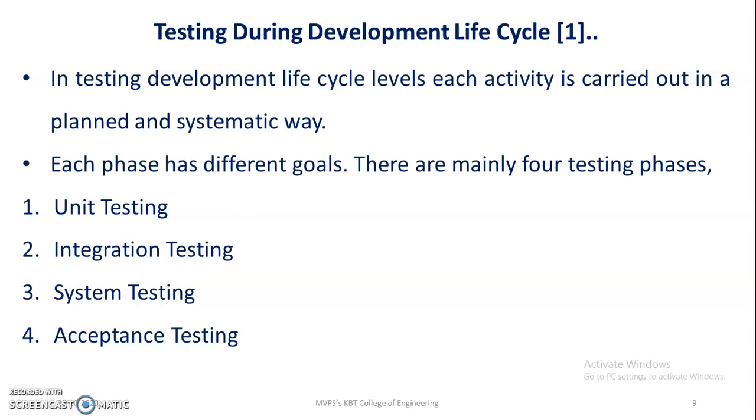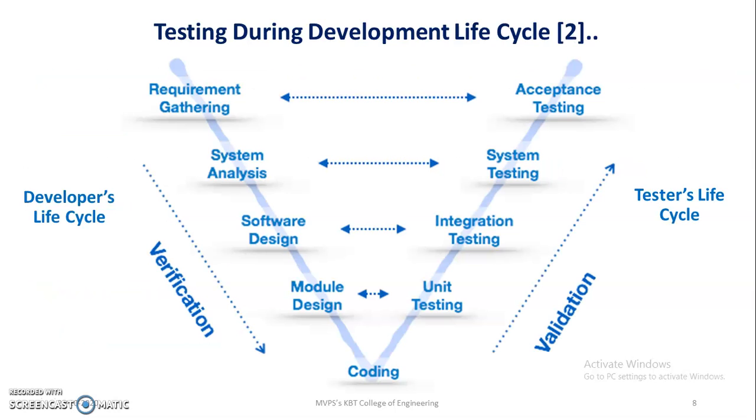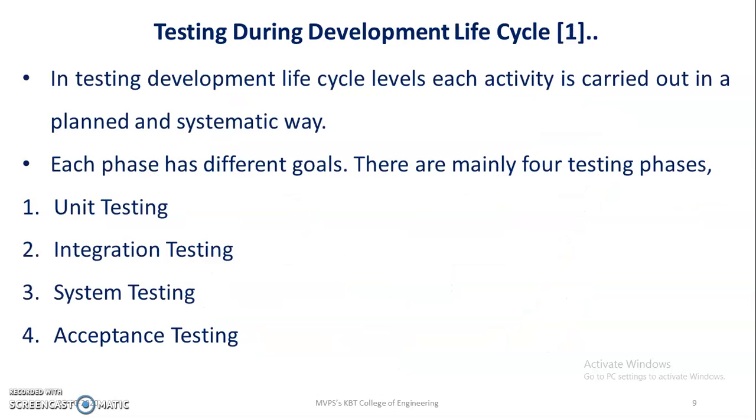So again, in testing during the development life cycle, in the validation part of the V, that is the tester life cycle, there is unit testing, integration testing, system testing and acceptance testing. So we have to discuss these testing types one by one.